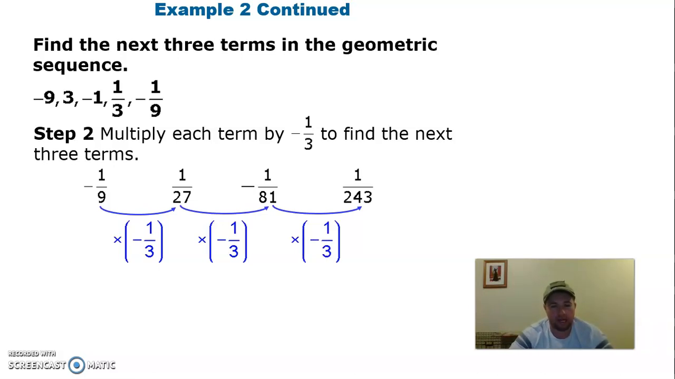Now, why is it going back and forth between negative and positive, and then negative and then positive? Well, I want you to ask yourself, remember your integer rules. A negative times a negative is a positive. A positive times a negative is a negative. A negative times a negative is a positive. What will be the sign of the next number in the sequence?